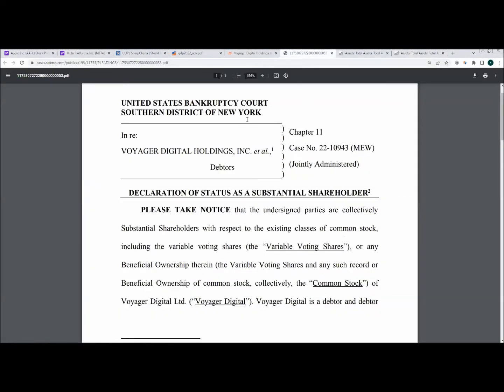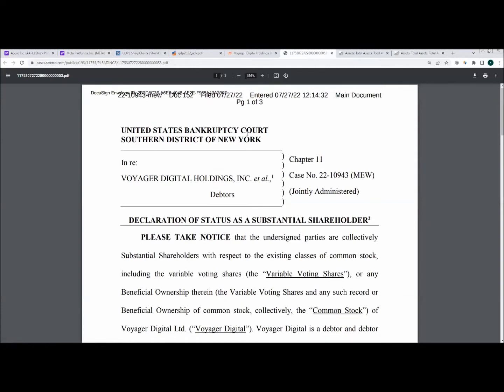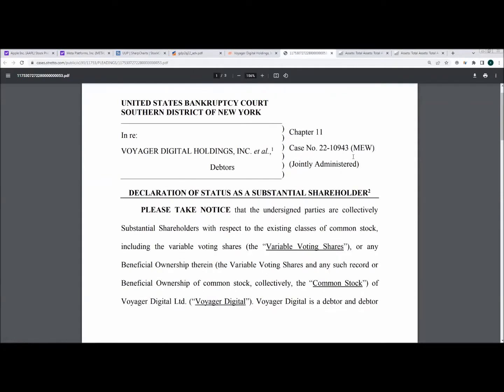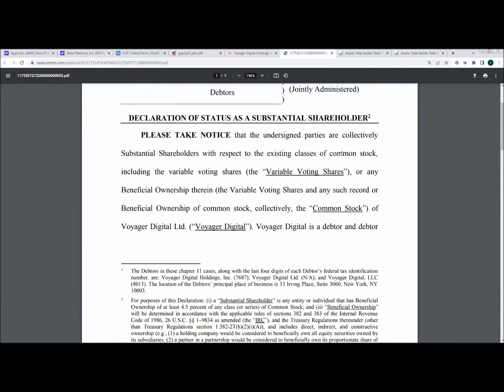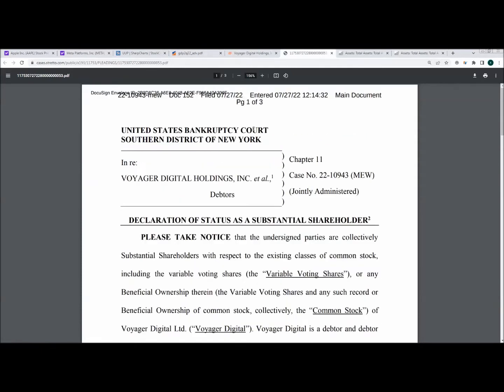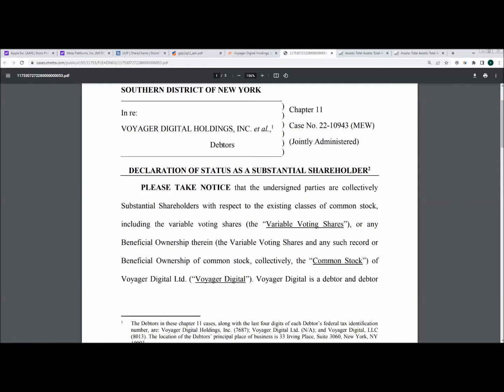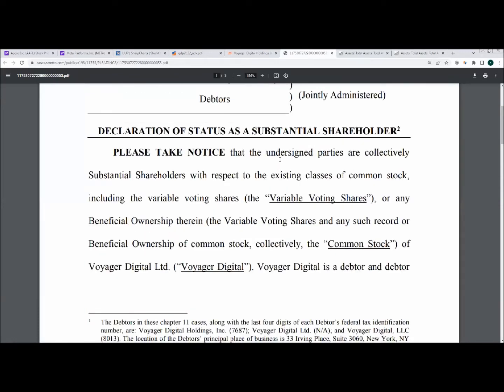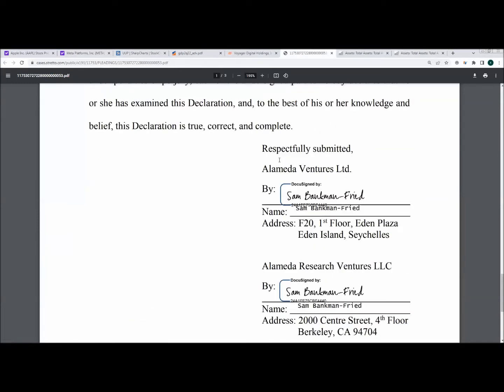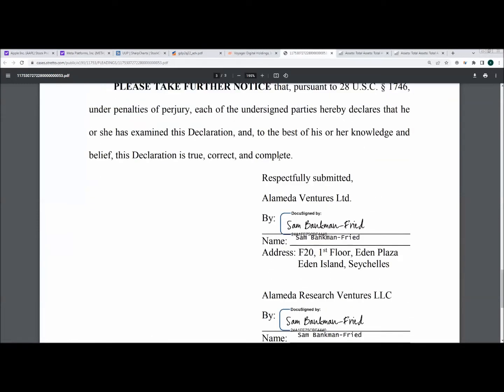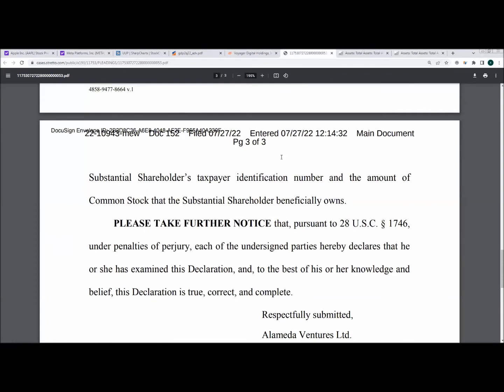What's interesting, I found this in there. So basically on the docket, everything's filed, including letters from people that are complaining and everything. But this is an interesting one. This is a filing about declaration of status as substantial shareholders. So this is that guy, what was his name? Yeah, this dude, Sam Bankman-Fried.